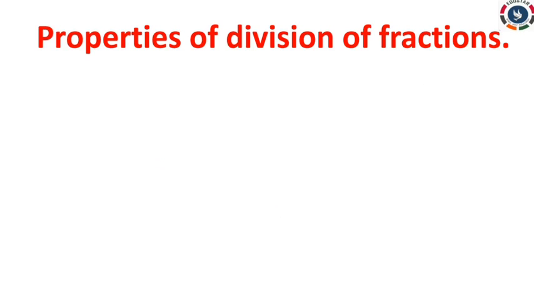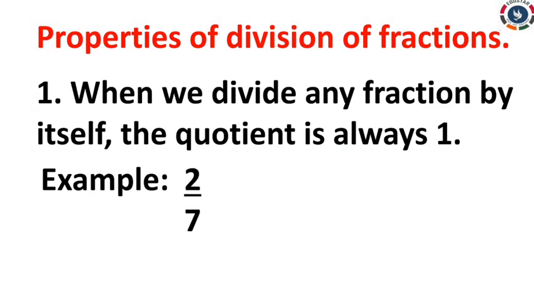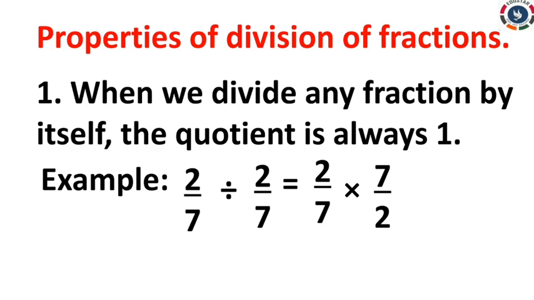Then I am going to explain the properties of division of fractions. Number 1: when we divide any fraction by itself, the quotient is always 1. For example, 2 by 7 divided by 2 by 7. While dividing the same value, you will get the answer 1. So it is equal to 2 by 7 into 7 by 2. Write down the reciprocal form of the second fraction, then cancel the same values. Then it is equal to 1.